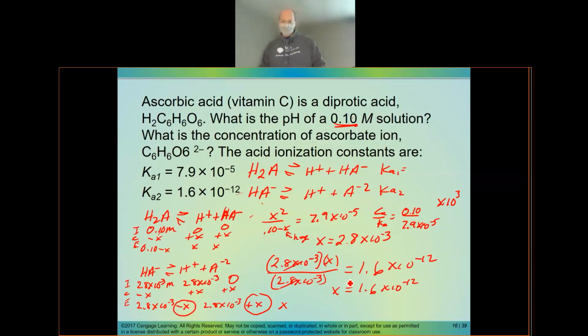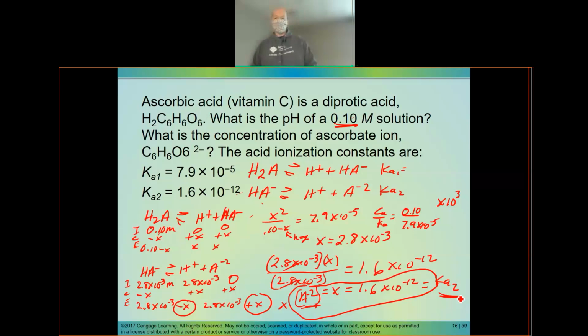All right, so now we have everything we need to know. That X is your A minus 2. So your A minus 2 is 1.6 times 10 to the minus 12. And if you do it a million times, you will get the same answer. Your A minus 2 will always be Ka2. So if the question is, what is your concentration of A minus 2, you simply look at Ka2 and that's your answer, 1.6 times 10 to the minus 12. That is always going to be the answer. You can work it out, you will get that answer.